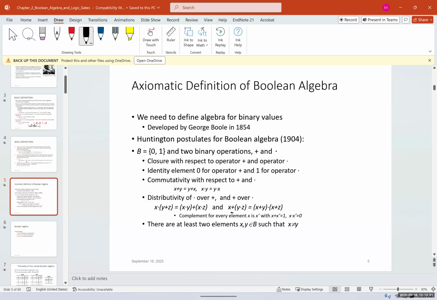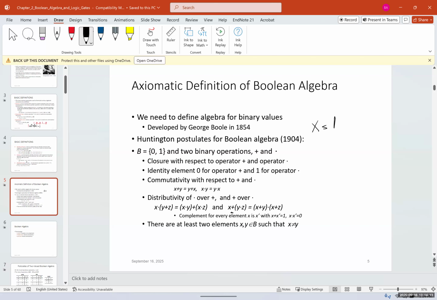Y and z is equal to x or y and with x or z. And the complement for every element x is x prime, with x plus x prime equal to 1 and x and with x prime equal to 0. And we can easily prove this.